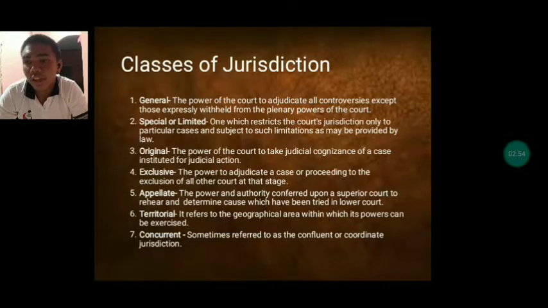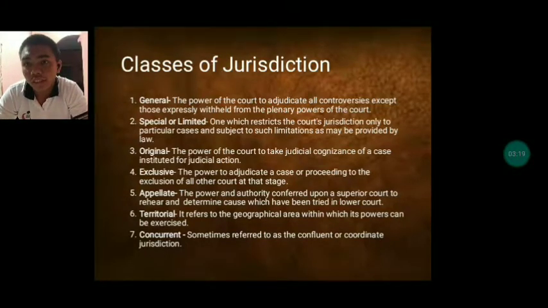So, next is the territorial. The word itself, territory, is the geographical area where the power can be exercised. So, it is the territory of their power to exercise.